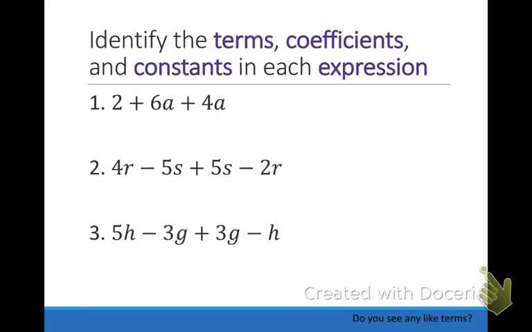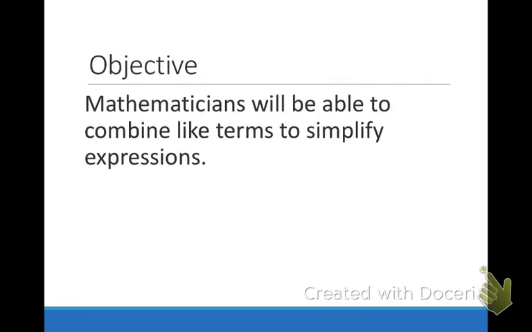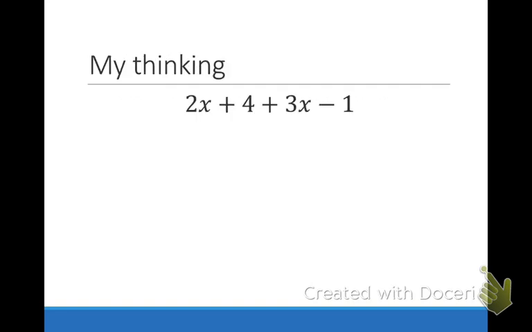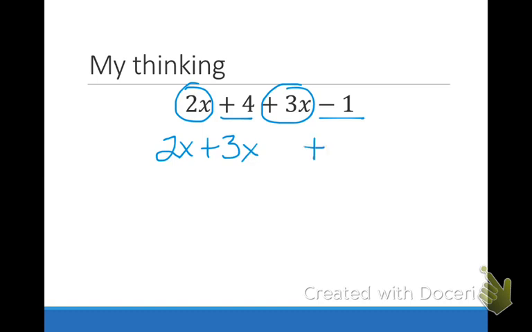So how does this help me combine like terms to actually work on my objective here of mathematicians being able to combine like terms to simplify expressions? As I look here, I see four terms: 2x, 4, 3x, and negative 1. And as I look at those, I want to look for items that have the same variable. So 2x has the same variable as positive 3x. 4 and negative 1 have the same variable, or lack of variable. So I'm going to combine 2x plus 3x, and then I'm going to combine positive 4 minus 1.